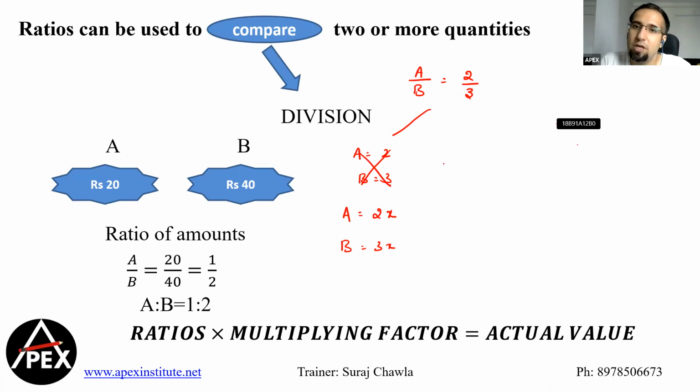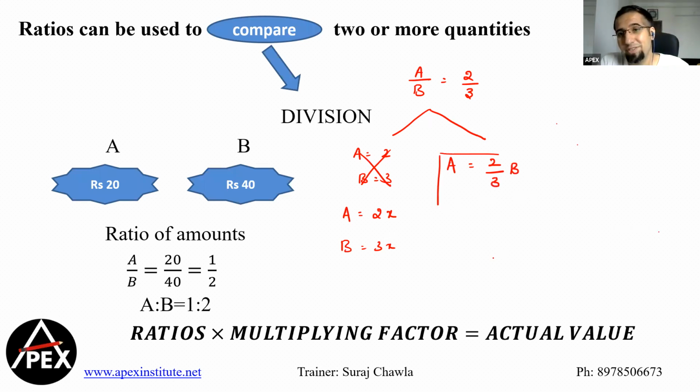Second group of students still believe that this can be written as A is equal to 2 by 3 of B. This is correct, but please understand this is not the learning objective. The idea is to avoid fraction here, guys. If I'm avoiding fraction, then the best method becomes this only.